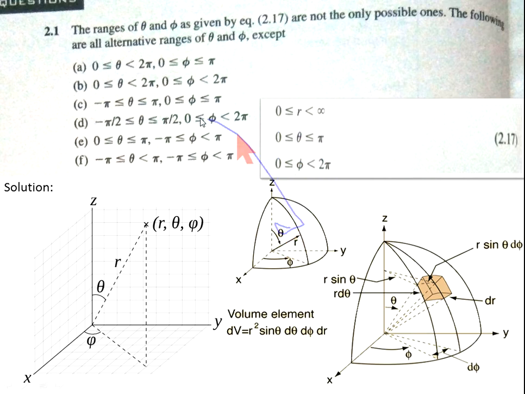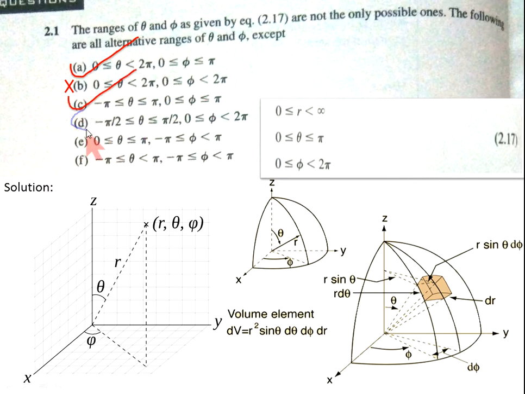Okay, so first we take statement A. Here theta varies from 0 to 2 pi and phi varies from 0 to pi, so it is correct. Okay, now come to option B. Here theta varies from 0 to 2 pi and phi also varies from 0 to 2 pi. That is not correct. Okay, now come to C. Here theta varies from minus pi to pi, that is a total range of 2 pi, and phi varies from 0 to pi, so it is also correct.